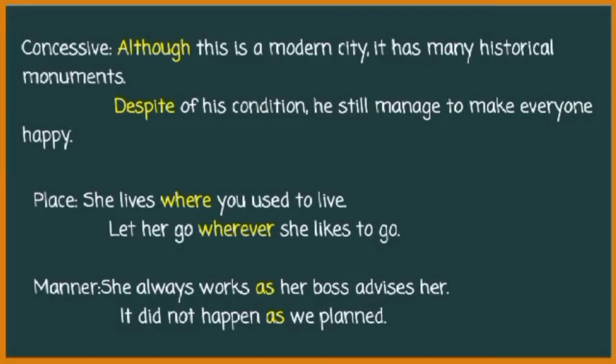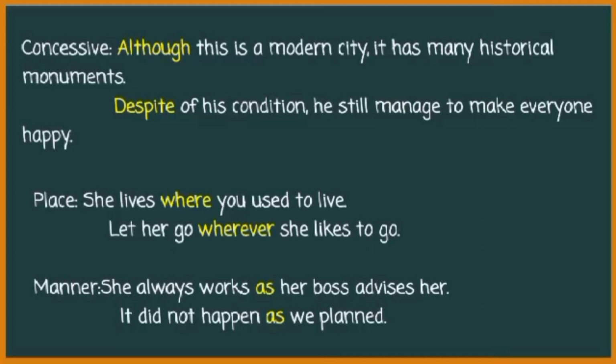Concessive. We use a concessive clause to refer to a situation that occurs or a fact that is true despite what is said in the main clause. For example, although this is a modern city, it has many historical monuments. In addition, he still managed to make everyone happy. A clause which begins with although or even though expresses an idea that suggests the opposite of the main part of the sentence.